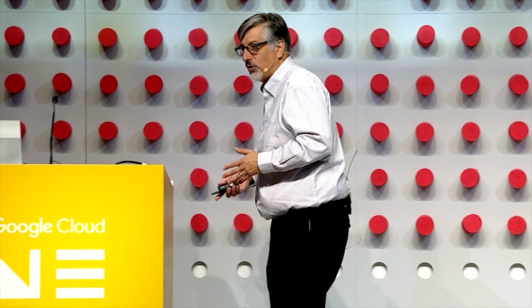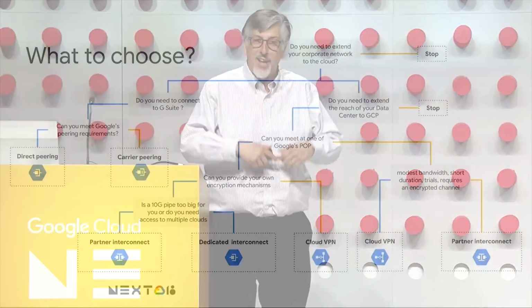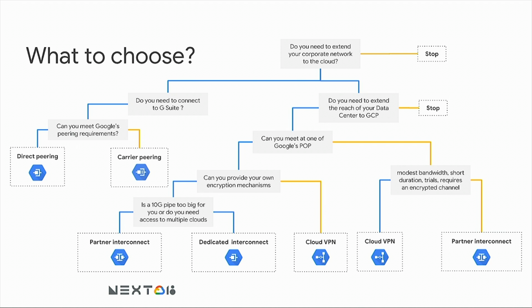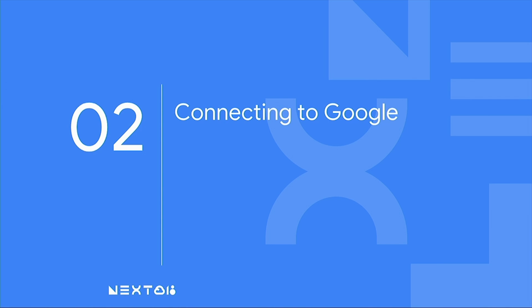So which one do I use? This is a flow chart that kind of tries to help you make those decisions. By the way, a similar version of this flow chart is available on the cloud.google.com/interconnect site. So for instance, if you're using G Suite, it sort of moves you to direct peering or carrier peering. If you don't need a 10 gig pipe, it tells you maybe you want to use partner interconnect versus dedicated interconnect. If you can't meet us at one of our POPs, you do cloud VPN or the partner interconnect solution. And we'll get into all the details about how all this stuff works promptly.